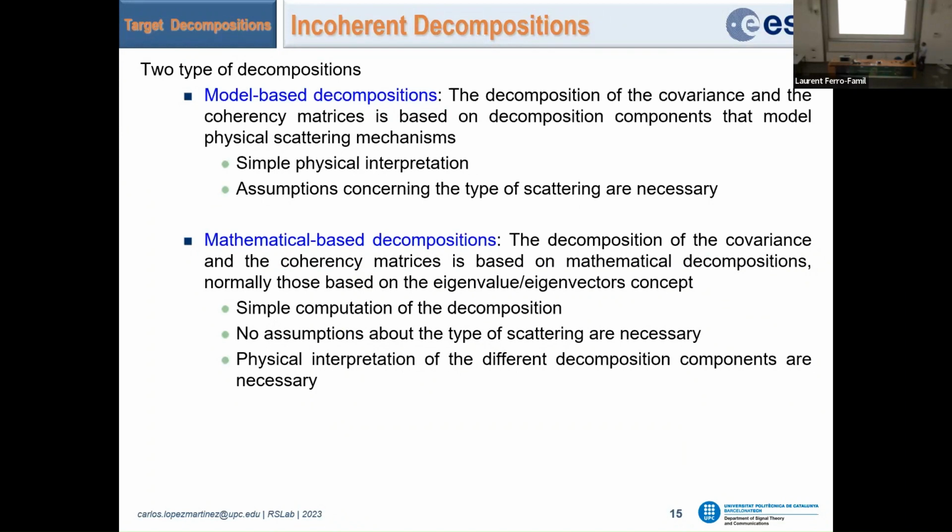In the case of mathematical-based, I use some tricky mathematical operations to make the decomposition. They are super easy to calculate. They are somewhat complex to interpret physically because the physical interpretation is not embedded into this mathematical-based decomposition. At the end, for those of you who know, all of them are more or less based on the eigenvalue, eigenvector decomposition. So there is no physics embedded into that decomposition. It's super easy to calculate, super neat, super clear, but lacks a clear physical interpretation. This is the advantage of the previous one.